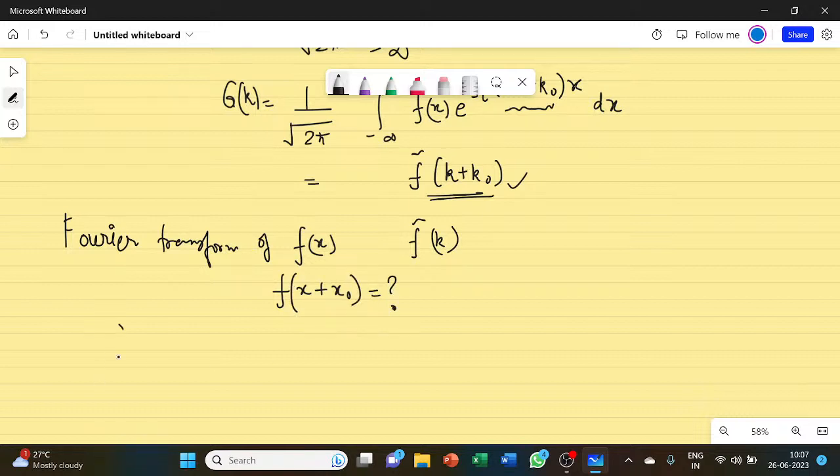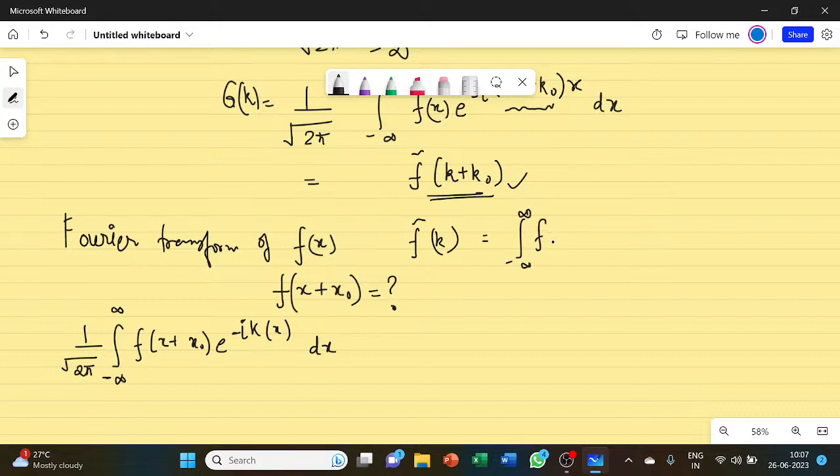So the Fourier transform of f of x plus x naught will be 1 upon root over 2 pi, integral from minus infinity to infinity, f of x plus x naught e to the power minus iota kx dx. What was f tilde k? F tilde k was the integral from minus infinity to plus infinity of f of x e to the power minus iota kx dx. Okay, this is your f tilde k.